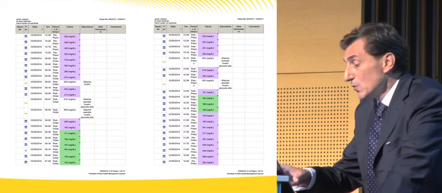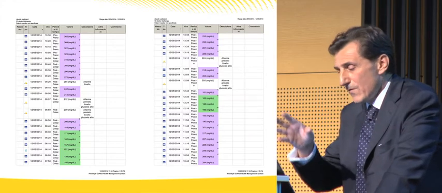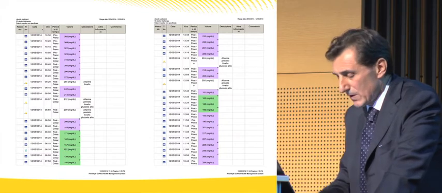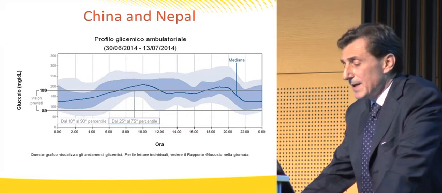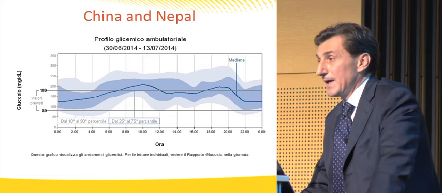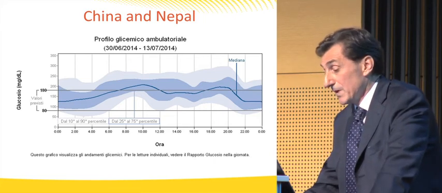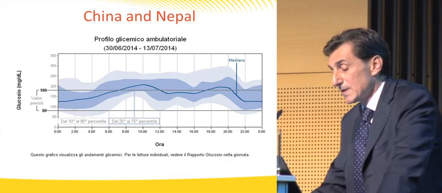This is another way to look at the result with the CGM Navigator, which is the diary. You have all the glucose values in a diary, so you can compare them with the food and so on. These are the data in China, in Nepal, where he had the opportunity to work in an orphanage for a month. And the food, unfortunately, in the orphanage was very bad, and sometimes during the night he didn't eat a lot. And you can see the median went down, and he had a lot of hypoglycemia during the night.